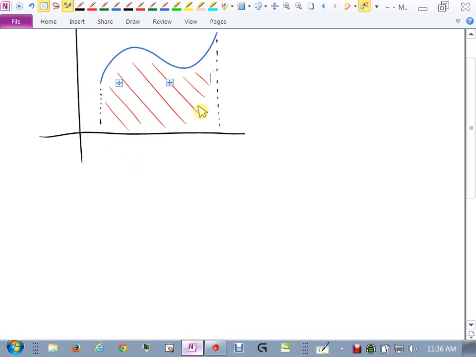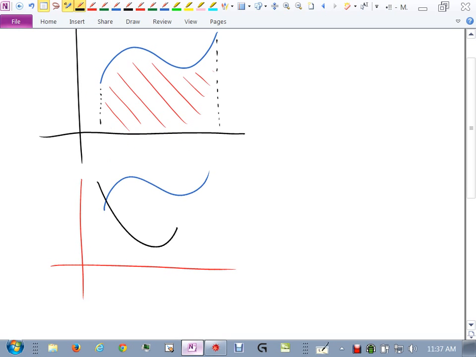And then we'll ask, all right, how about if we have a function and some other function like this, and we want to find the area between the two functions? We'll be able to do that.